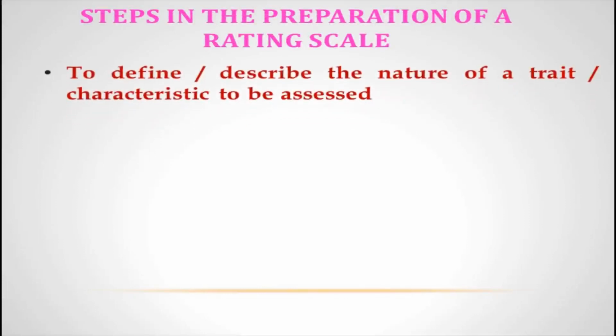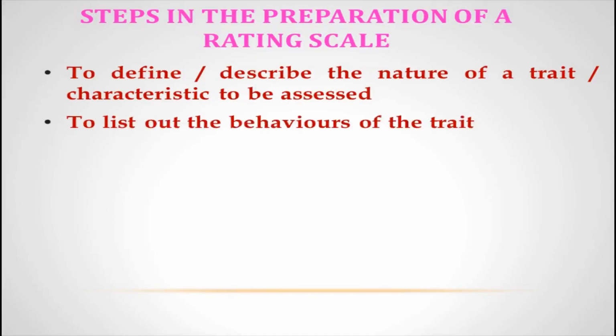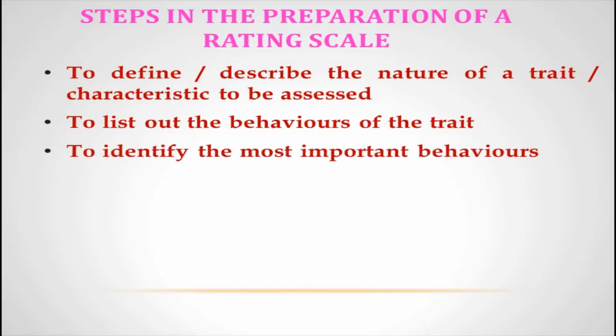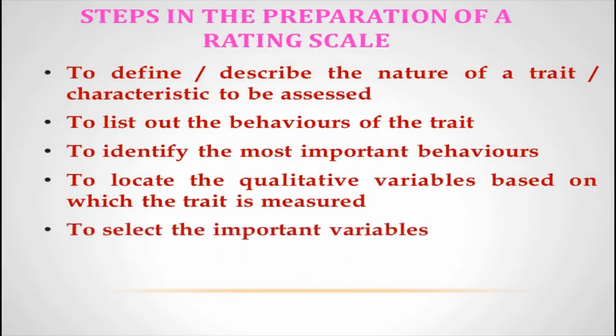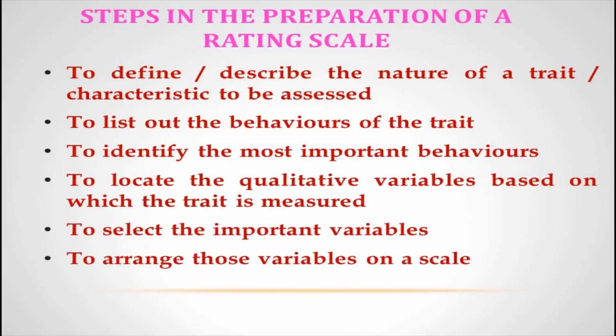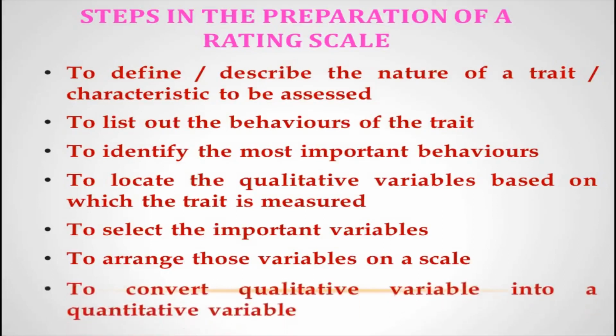Now let's see the steps in the preparation of a rating scale. First, we have to define or describe the nature of the trait or characteristic to be assessed. Then we have to list out the behaviors of the trait. Then we have to identify the most important behaviors. After that, we have to locate the qualitative variables based on which the trait is measured. Then we have to select the important variables. After that, we have to arrange those variables on a scale. At last, we have to convert the qualitative variable into a quantitative variable.